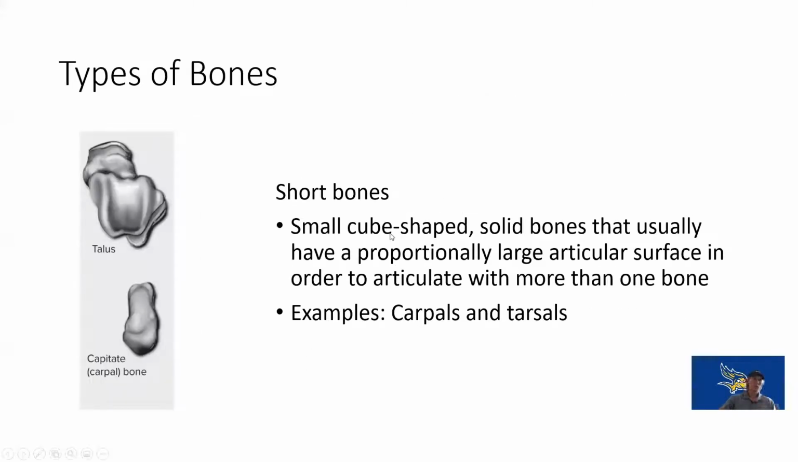Okay, we have short bones, which are often cube-shaped. They're more like solid bones. They create greater articulating surfaces. So those bones in your wrist, okay, that allow us to have all of this, it creates a larger surface area for articulation. These happen within our wrist.